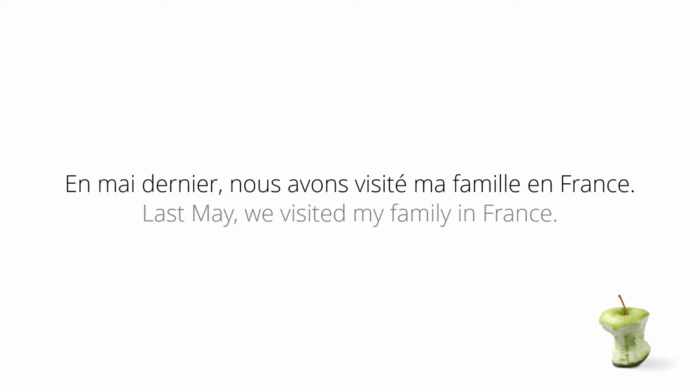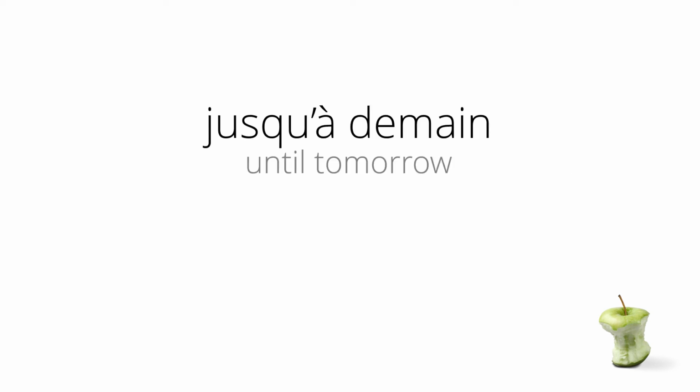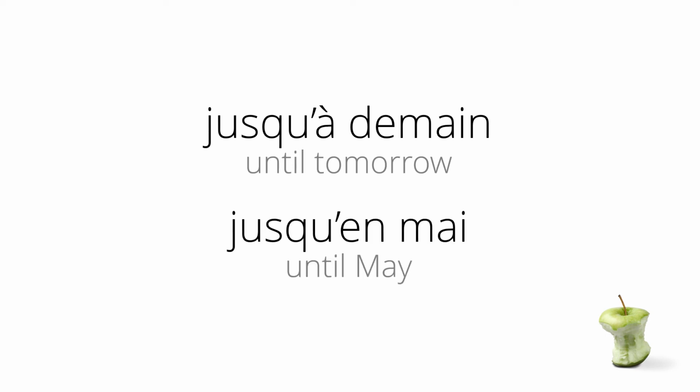Because we always use en in front of months of the year, it means we also have to change the word jusqu'à, which means until, if you want to use a month after it. Normally, you can put any word after jusqu'à, for example, jusqu'à demain. Jusqu'à demain means until tomorrow. But if you want to say until with a month of the year, you have to say jusqu'en.